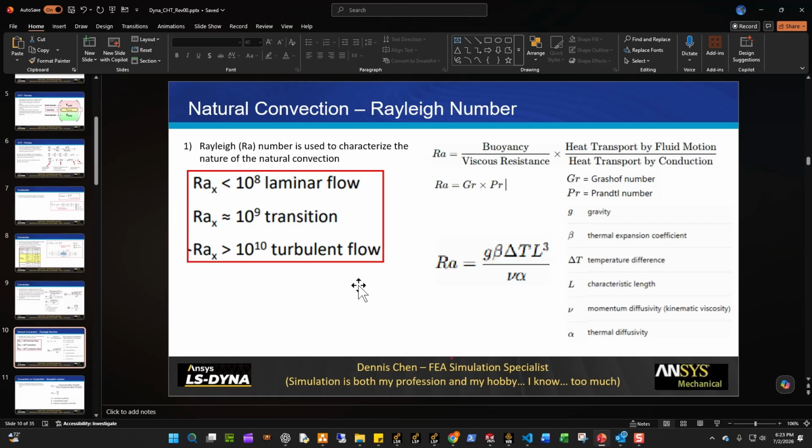The Rayleigh number essentially tells us the nature of the natural convection. Is it in a laminar region, a turbulent region, or in transition? The Rayleigh number is essentially your buoyancy against the viscous resistance. So if you have natural convection, you can look at the nature of the fluid flow due to that buoyancy effect, and whether it is going to be in the laminar region or the turbulent region. So the Rayleigh number helps you characterize the nature of the fluid.